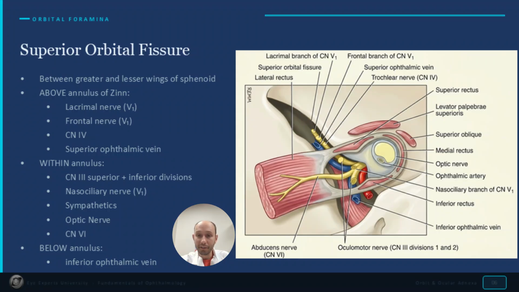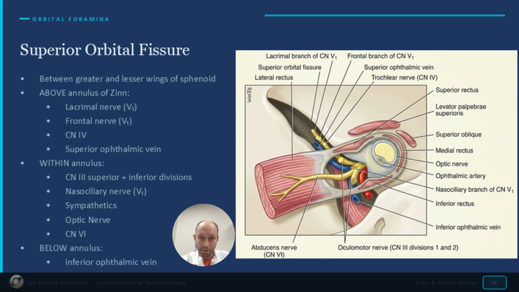And if we look at the diagram, we see that the annulus of Zinn, which is the connective tissue where the orbital muscles insert, divides it into three distinct areas. Now, the group above the annulus of Zinn contains the V1 branches of the trigeminal nerve, which is the lacrimal and the frontal branches, as well as the superior ophthalmic vein and the trochlear nerve.